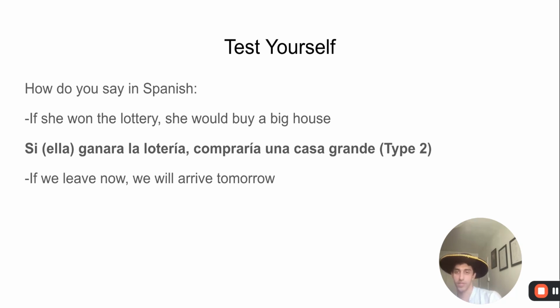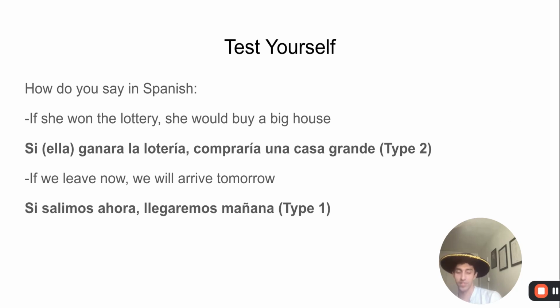Okay, and I will show you the answer then. This one is a type 1 if clause. That is perhaps the most important thing to recognize first of all. And then you just have to recall the sequence of tenses. So si followed by the present tense and then a verb in the future tense. Yeah, "si salimos ahora, llegaremos mañana" would be the most common translation in Spanish of if we leave now, we will arrive tomorrow. So "salimos" is the present tense of the verb salir. "Llegaremos" is the verb llegar in the future tense.